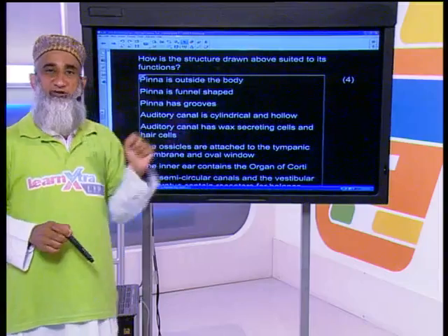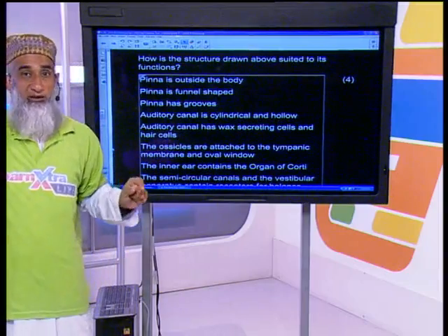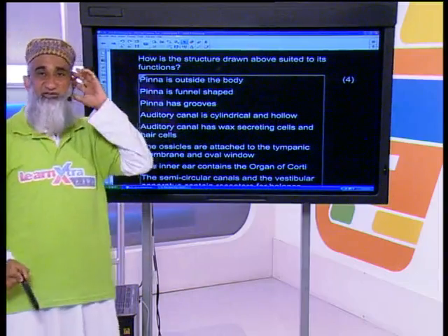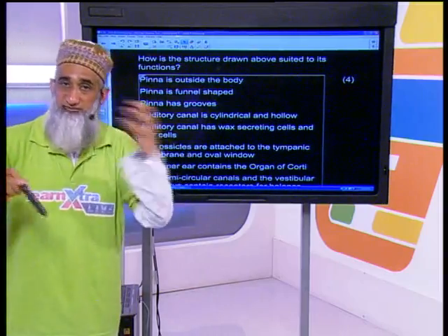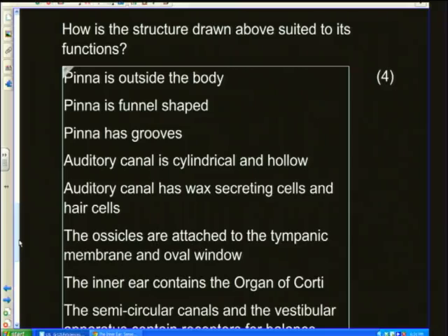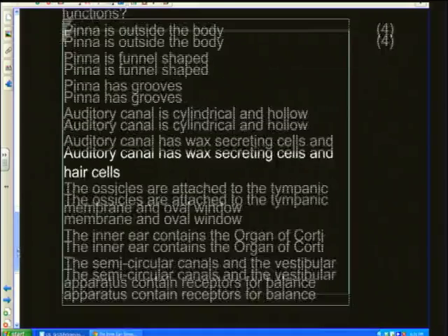This is ideal to trap the sound waves, the explanation, the second mark. The pinna is funnel shaped. This is ideal to trap sound waves. The pinna has grooves on your ear, what we call the ear is the pinna, by the way. The grooves direct the sound inside. The auditory canal is cylindrical and hollow. This is ideal for the conduction of sound waves. The auditory canal has wax secreting cells and hair cells.